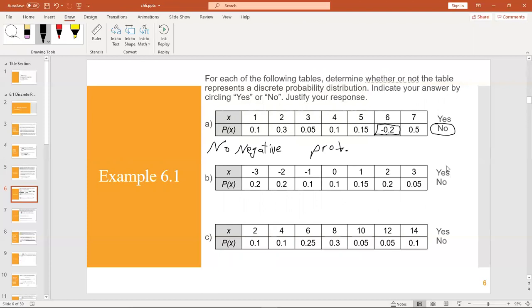Let's see. What do we have for this next one? So these numbers look legit. There's nothing suspicious going on here. Let's add them all up and just make sure that 0.2 plus 0.2 plus 0.1 plus 0.1 plus 0.15 plus 0.2 plus 0.05 adds up. And yes, indeed, they all add up to 1. So that is a good sign. That is what is supposed to happen. So yes, they all add to 1.